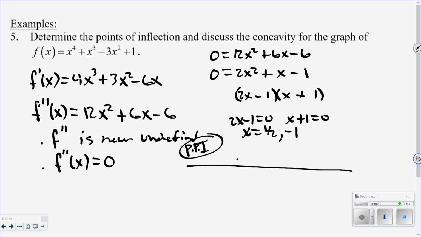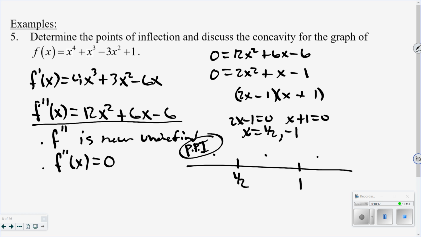I've got a half, and I've got 1. And then I'm just going to test it. Those are my cuts, and on those intervals I want to find out if my second derivative is positive or negative. If it's positive, it's concave up. If it's negative, it's concave down. So let's pick some numbers. I'm going to come over here to like a -1 and plug it into my second derivative. That tells me concavity.